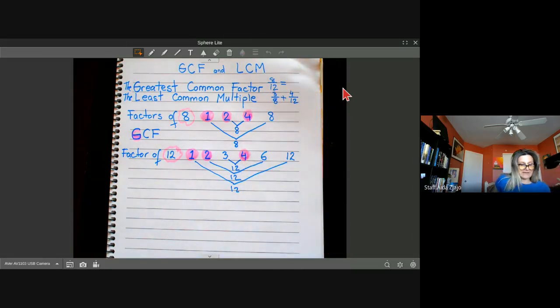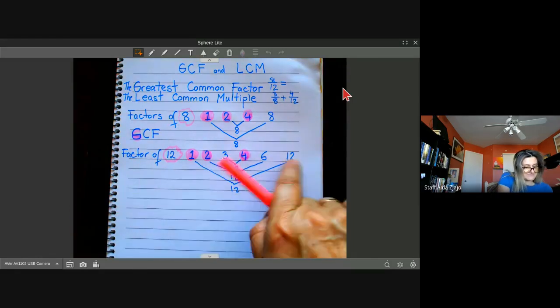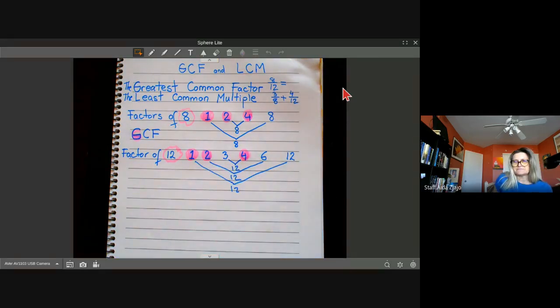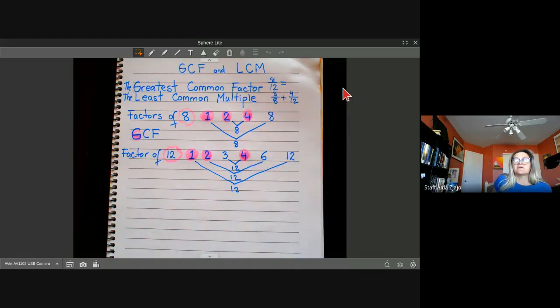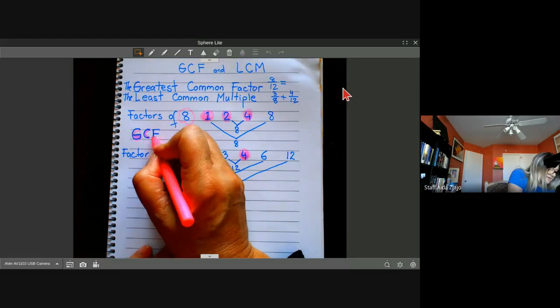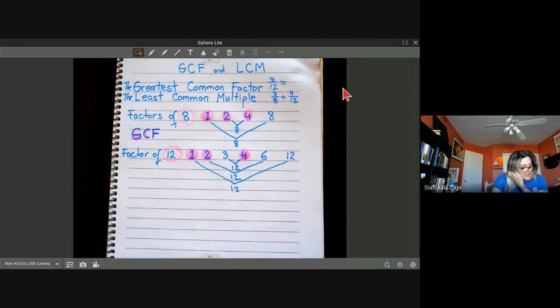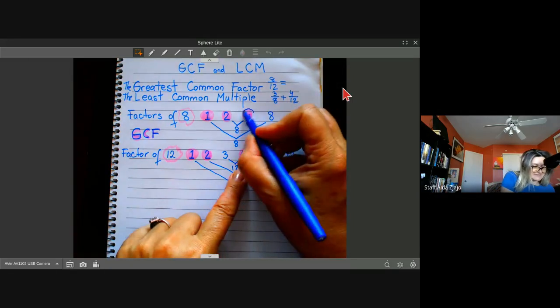Only 8 has a factor 8. Does 12 have a factor 8? No. So what would be the greatest common factor? 4 and 4. It's a 4. That's right. So you only use it once, so we know, oh, that's this.